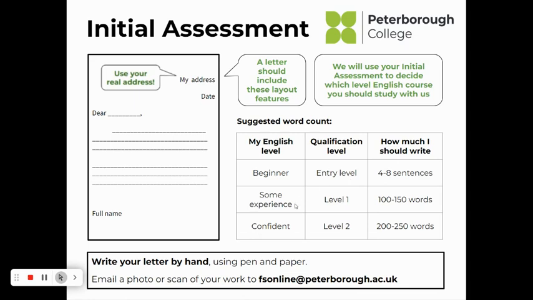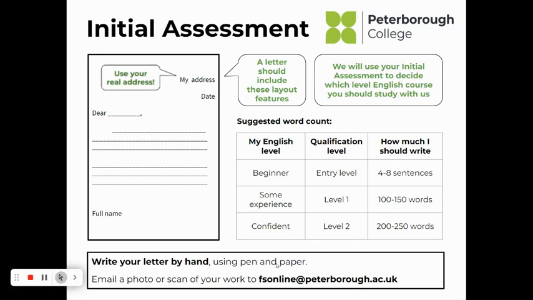If you have some experience in English, then you might be put into level 1. You'll have to write about 100 to 150 words. And then if you're very confident, you are writing at a level 2, and you should aim to write about 200 to 250 words, which generally looks like a page or just over a page, depending on the size of your handwriting. So you've got to write your letter by hand.